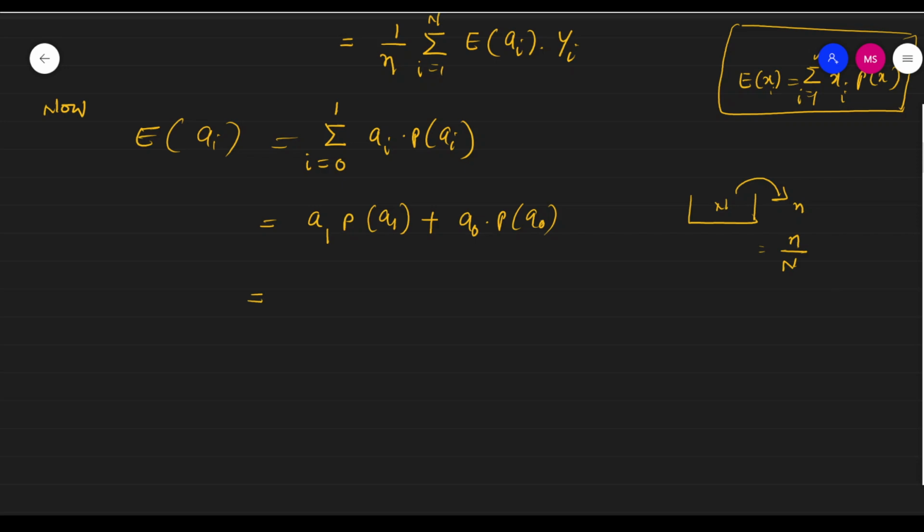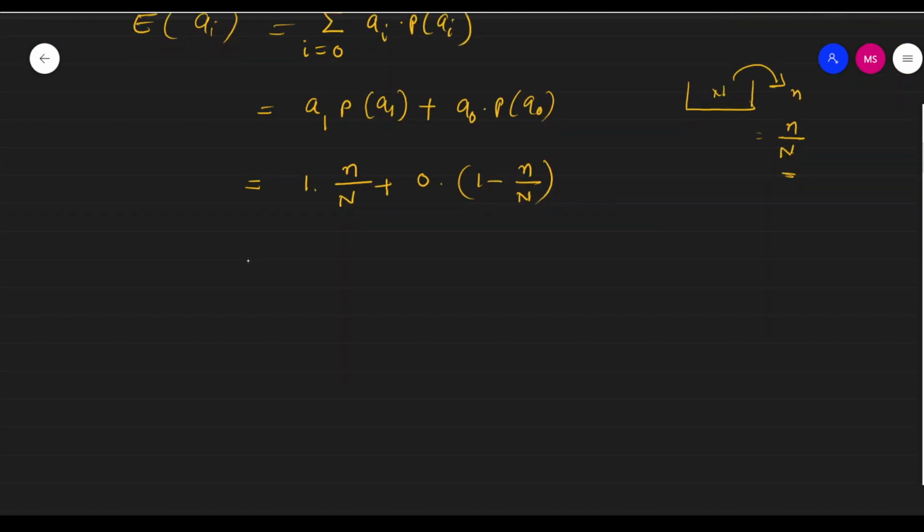So a1 value generally can take 1, including the sample. What is the probability value? n by capital N. Plus a0 means the value 0, and p of 0 is not included in the sample. The probability of not coming is 1 minus n by N. It's very clear, 1 minus n by N. So on simplification, the answer is n by capital N.